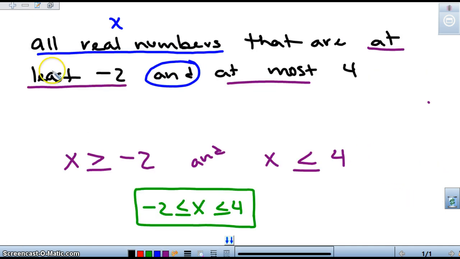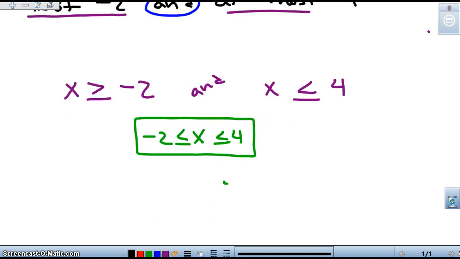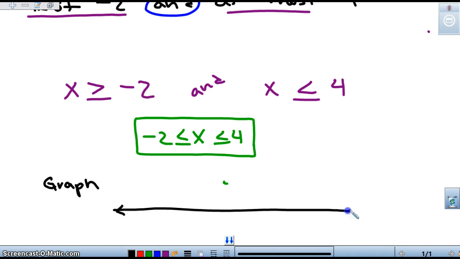Write a compound inequality that represents the situation: all real numbers that are at least negative 2 and at most 4. So all real numbers will be represented by x. At least negative 2 means x is greater than or equal to negative 2. And at most 4 means x is less than or equal to 4. We can write that as a compound inequality. Can we graph it? So this will be a closed circle at negative 2 and a closed circle at 4.